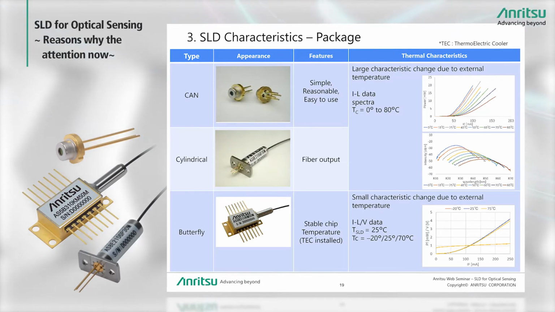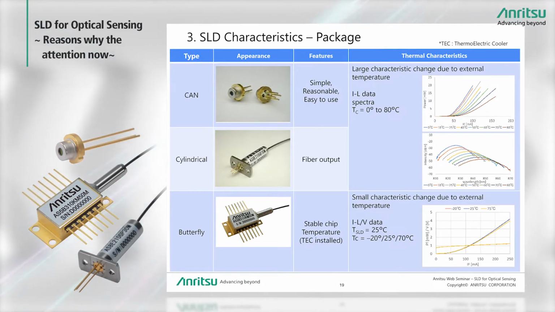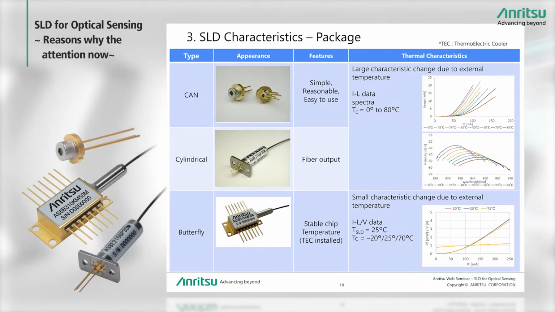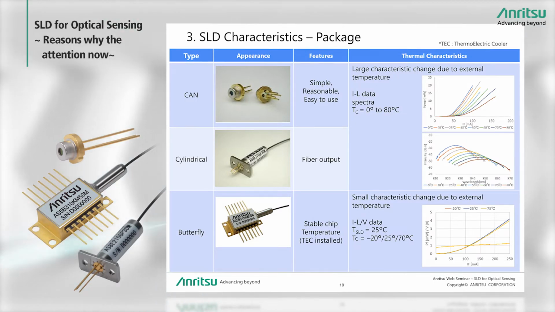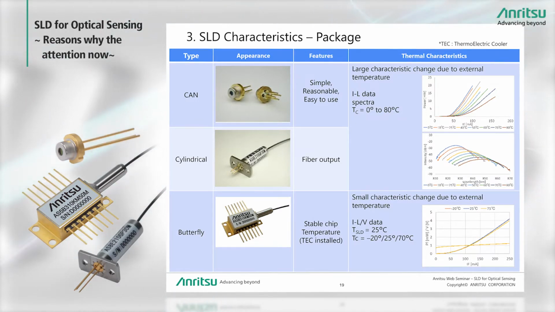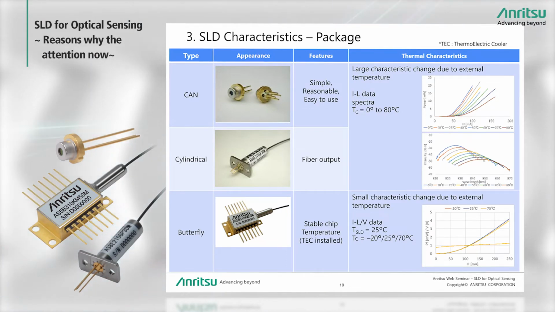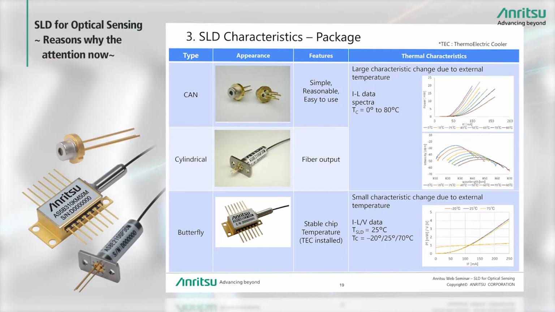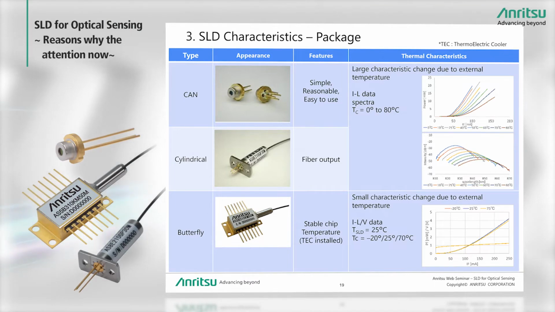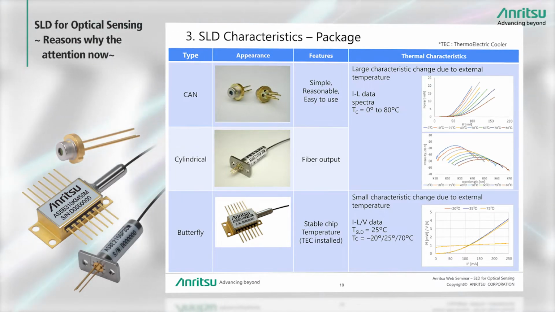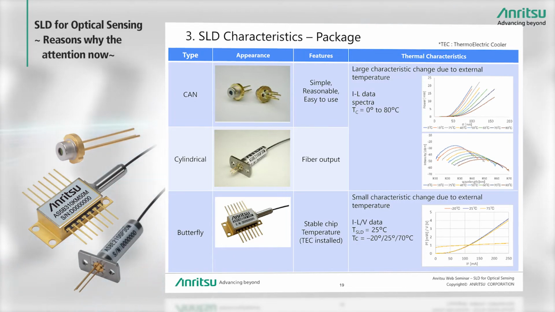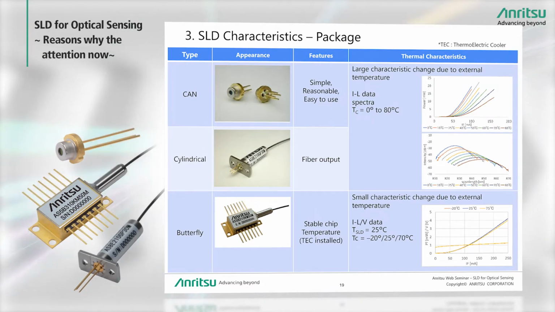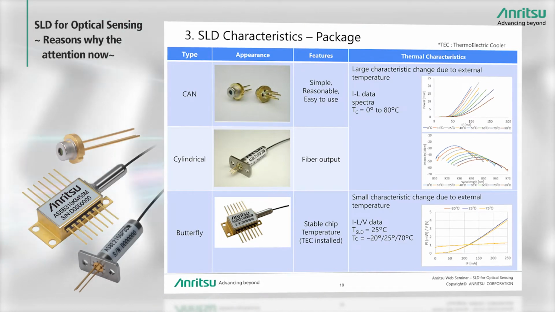The CAN and cylindrical types suffer from changes in characteristics due to external temperature change. The top graph shows the change in optical output power between 0 degrees Celsius and 80 degrees Celsius. It is clear that the output power drops as the temperature increases. The bottom graph plots the spectra, showing a shift in wavelength to longer wavelengths as temperature increases. Conversely, as shown in the bottom graph for the butterfly module with built-in TEC, there is almost no change in characteristics as the external temperature changes between -20 degrees Celsius, 25 degrees Celsius, and 70 degrees Celsius.